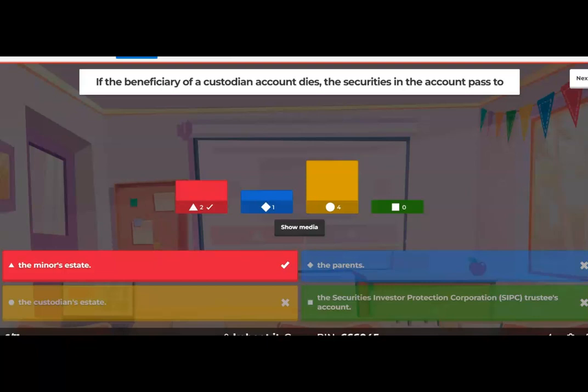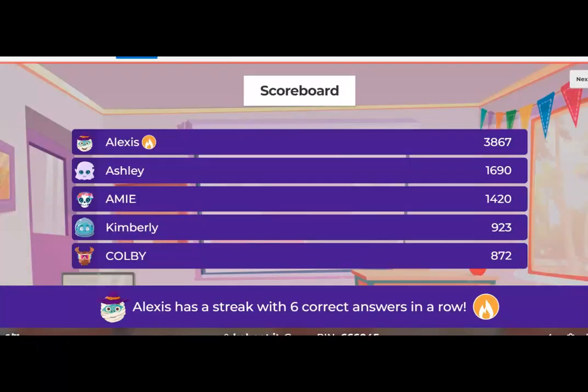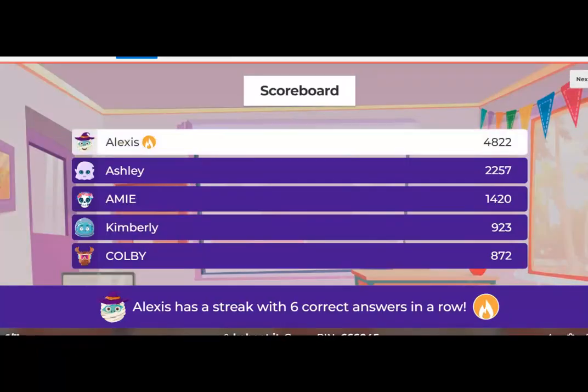Okay. Alexis has six in a row and a commanding lead.